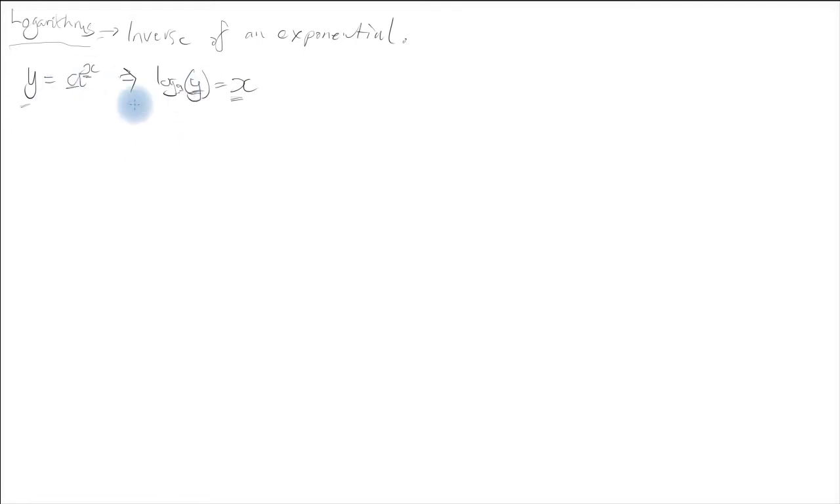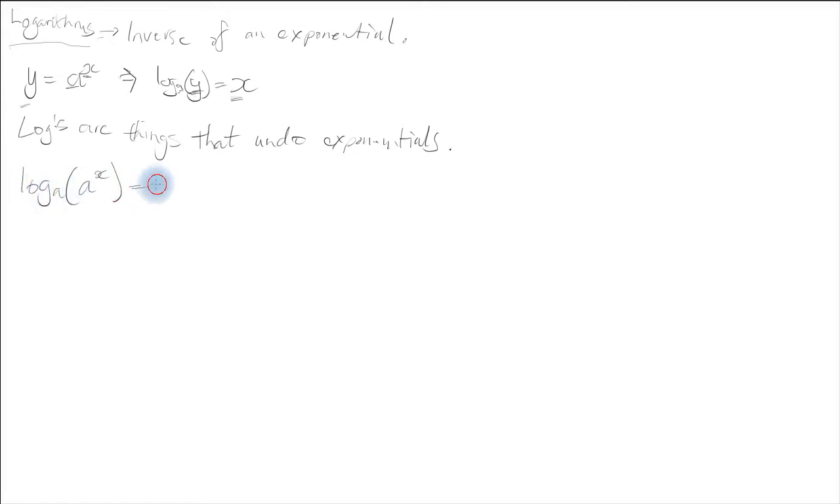Another, more precise way of thinking about this is that logs are the things that undo exponentials. In other words, if you have log to the base a of a to the power x, the log to the base a and the a to the power of x cancel each other out. So the log undoes the exponential, and you get x out as your answer.